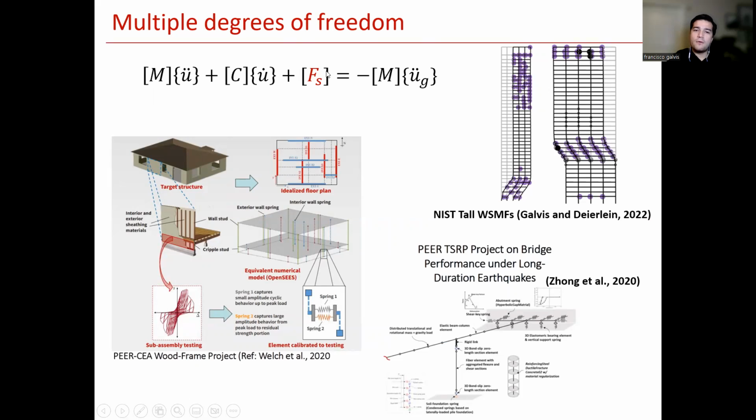Now, notice how the component here of the force of the structure is in itself a vector, right? And what happens is that if it's linear, this would be the stiffness matrix multiplied by the displacement vector, right?